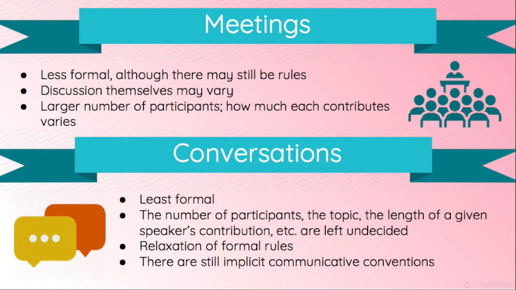as well as the length of time that you can actually speak within a conversation, is left undecided. There's no time limit when you have a conversation with your friend, for instance. You're just able to talk for as much as you want, and your friend is able to do that as well. So there's a relaxation of formal rules. So essentially, you can talk about any topic. There's no specific length of time you're allowed to talk for. However, despite its being a little less formal, there are still implicit communicative conventions that we do follow. And we'll talk about that in the next slides.